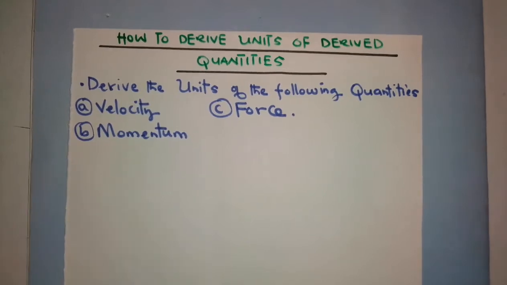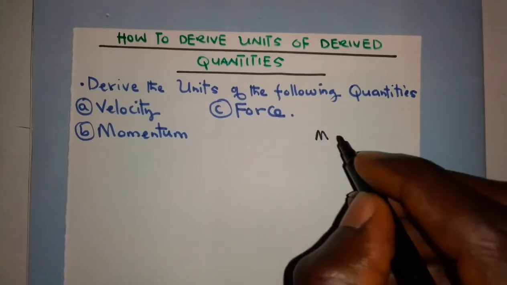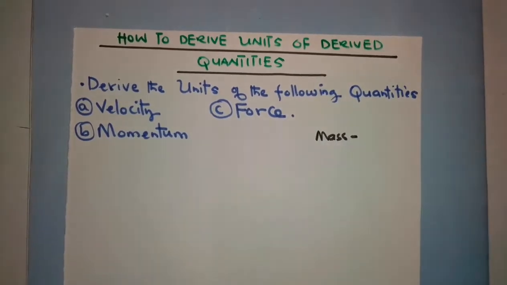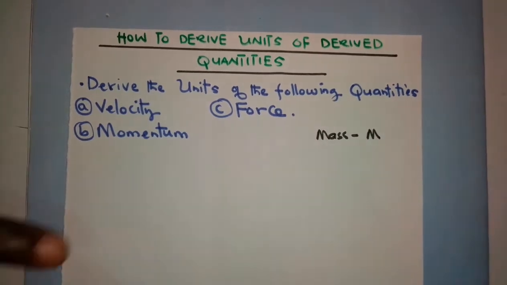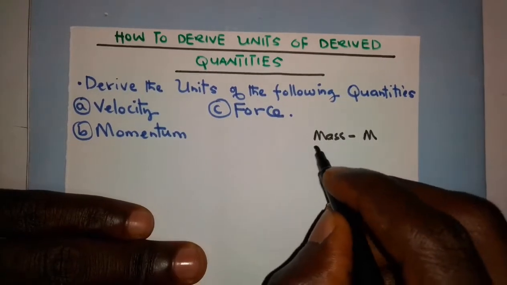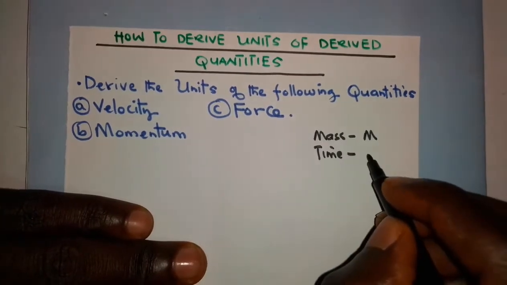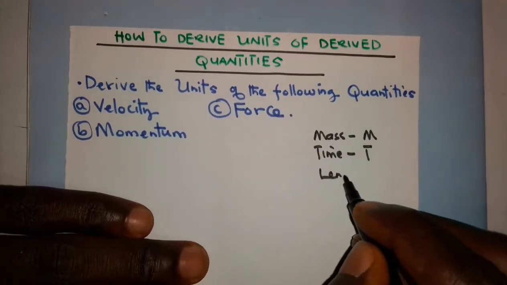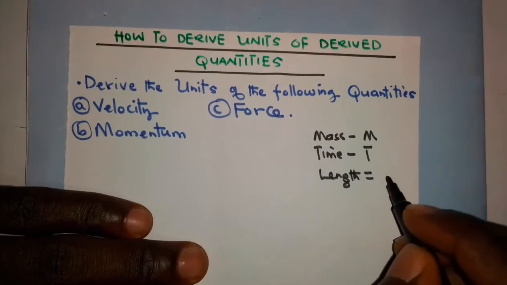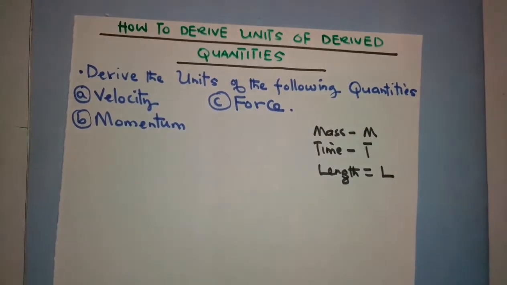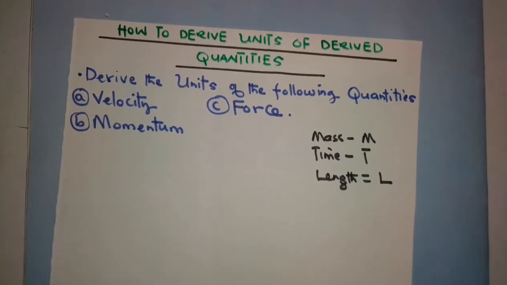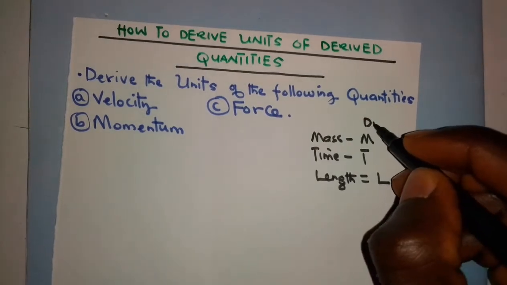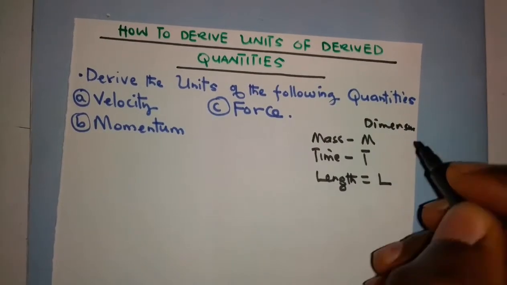Now, first thing you need to know is that mass is a fundamental physical quantity whose dimension is represented as M. You have time, dimension for that is T, and then you have length. The dimension for that is L. So these are the three most basic fundamental quantities which have their dimensions like this. Now, these are only the dimensions for these quantities.